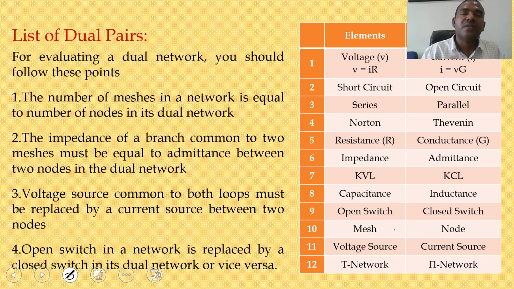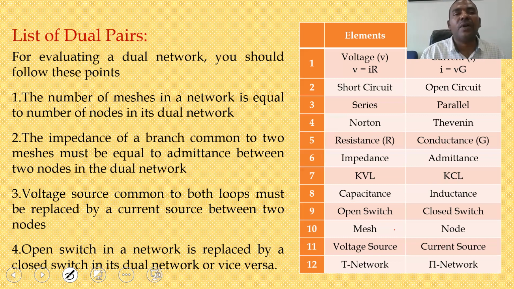So a voltage source can be replaced by a current source. A T network is dual with a pi network. Like this, all these are the duality between series combinations with respect to parallel combinations. So how are we formulating the dual network? There are some steps, and with respect to those steps, you have to go for the formulation of a dual network from one circuit to another circuit.